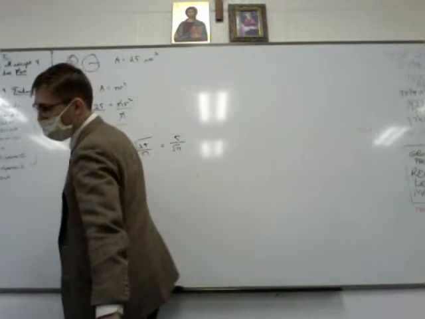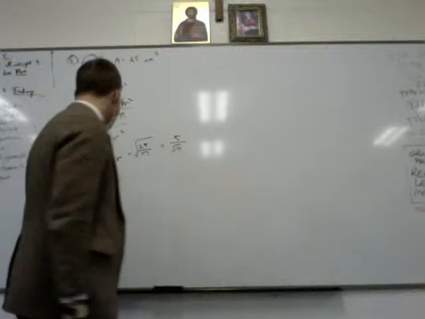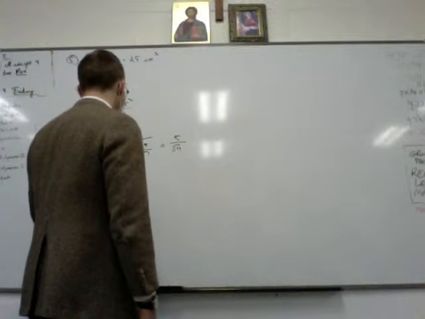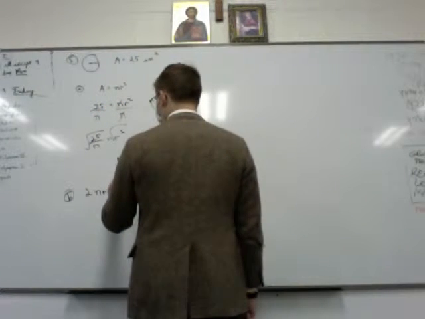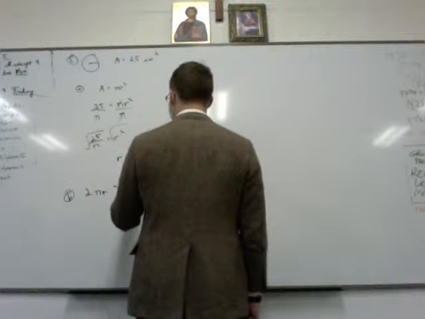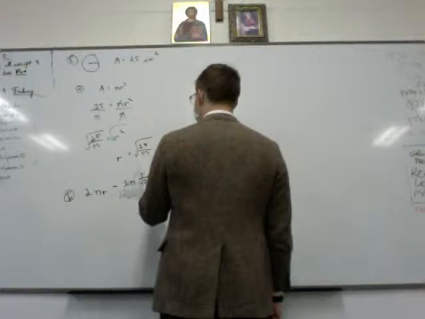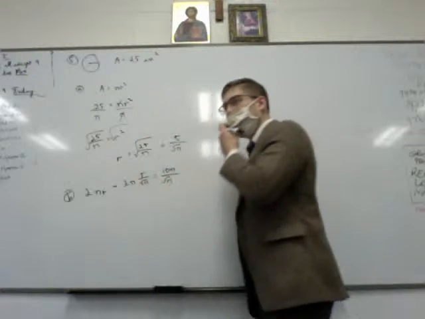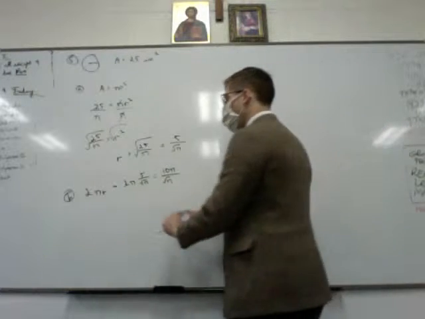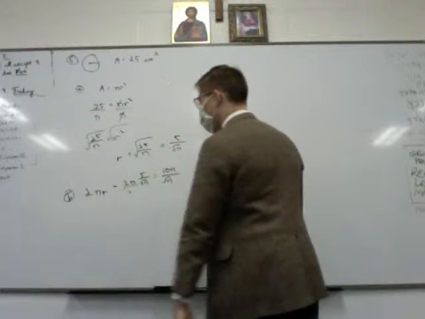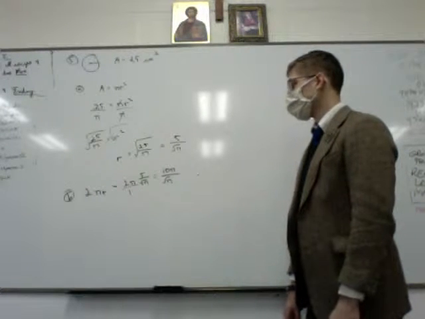And then for B, what's the thing that they asked for in B? They asked for the circumference, so then we need 2 pi r. So we're going to end up with 2 pi times 5 over square root of pi. So we end up with 10 pi over square root of pi, because this is 2 pi over 1 times 5 over square root of pi. Radical pi, we could say.